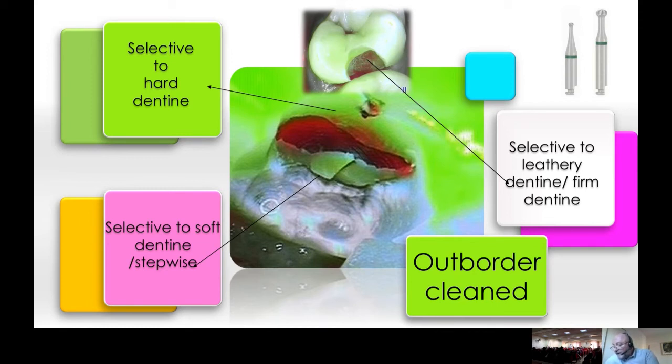It's now recommended as a smart caries removal concept to stop close to the leathery dentin or firm dentin layer, depending on the caries deepness. But how to see this layer without visual aid and fluorescence, and be sure to keep the outer border perfectly clean? Concerning the fluorescence signal, please read our publication.